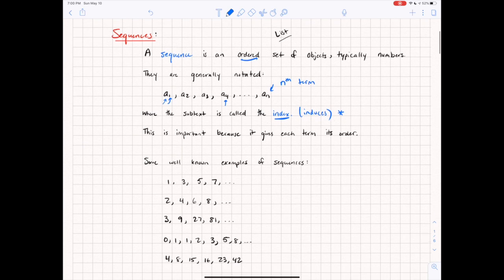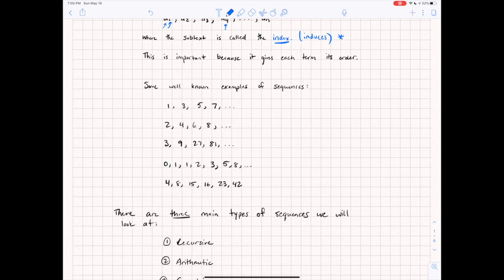Some well-known sequences are the odd numbers. If you were to list 1, 3, 5, 7, 9, etc. The even numbers, 2, 4, 6, 8, etc. A sequence could be something like 3, 9, 27, 81. You can notice there's a pattern here in terms of the numbers chosen. Another one would be 0, 1, 1, 2, 3, 5, 8. See if you can figure out what's so important about this sequence, feel free to take a look at it. It's also known as the Fibonacci sequence, to give you a title, and is one that can be used for a project if you'd like to do that.